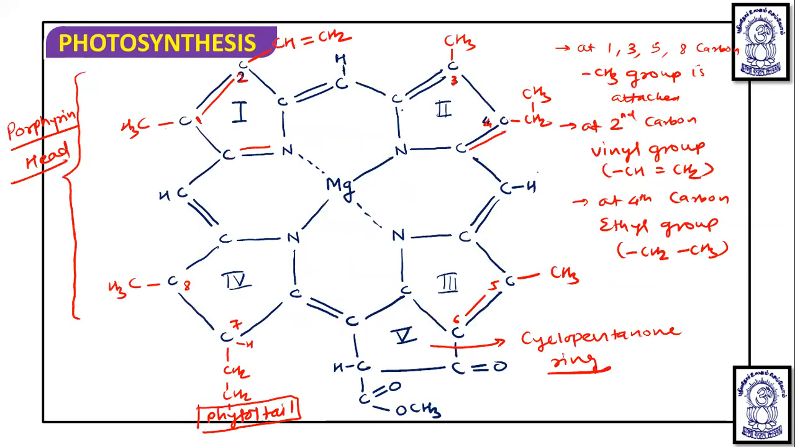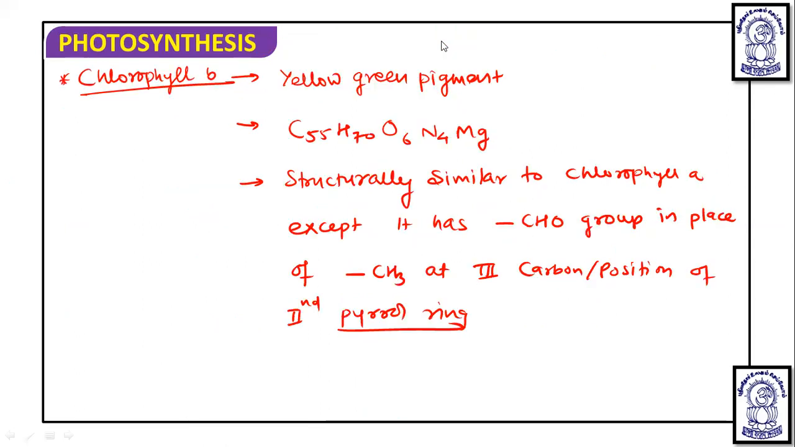So if you want to understand that, you can see this is the structure we have made. This is the second pyrrole ring in this one. The third carbon is this. So we are talking about this carbon, this CH3. If we replace this CH3 with the CHO, it is going to become chlorophyll B.